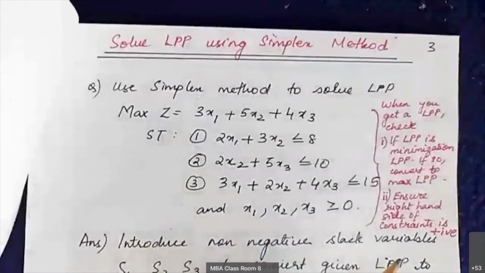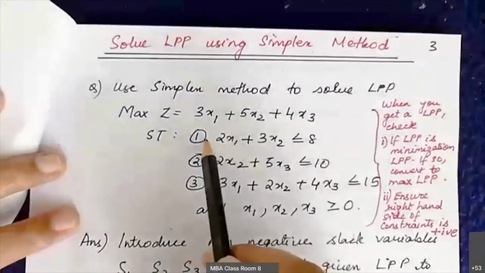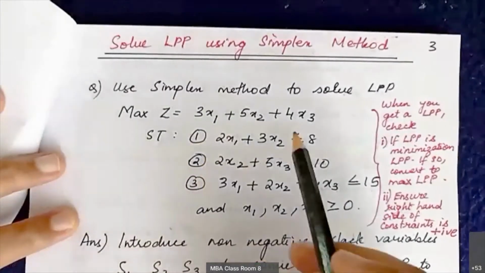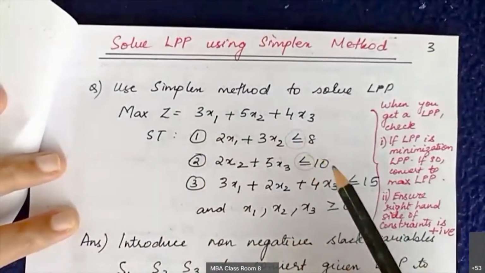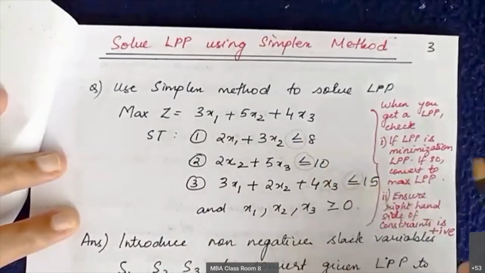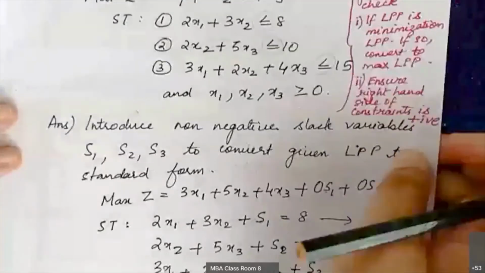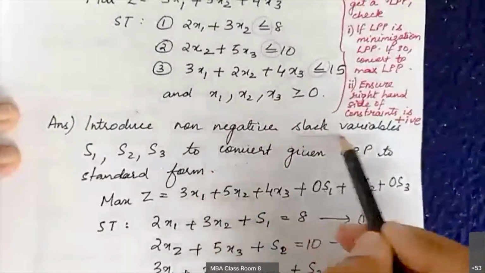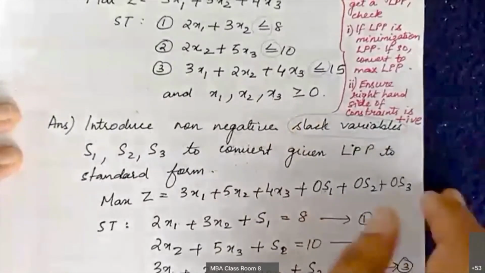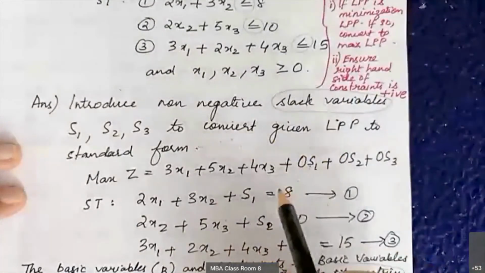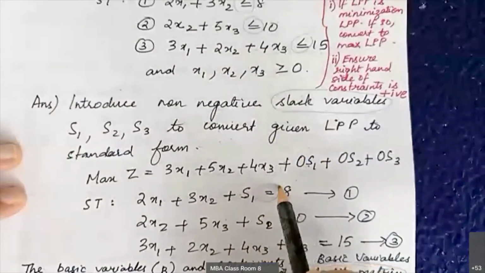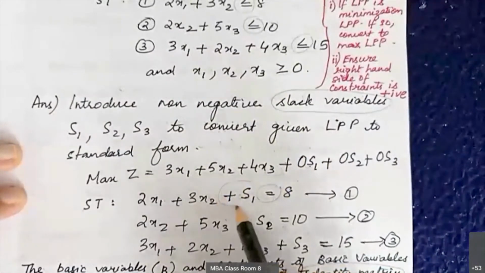So this was a maximization question. Here also we have three main constraints. All the three constraints have less than or equal to as the inequality symbol. In such cases, what did we do? We introduced only one variable, that is called a slack variable. For all the less than or equal to inequalities, for converting them into equal to sign, what did we do? We just added the slack variable.